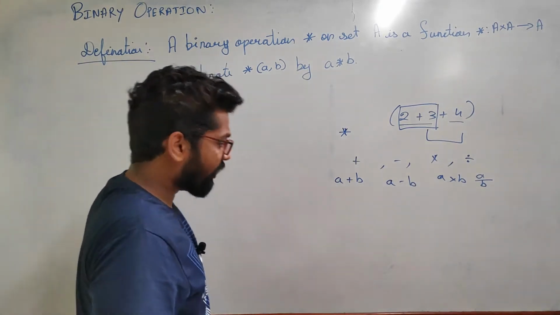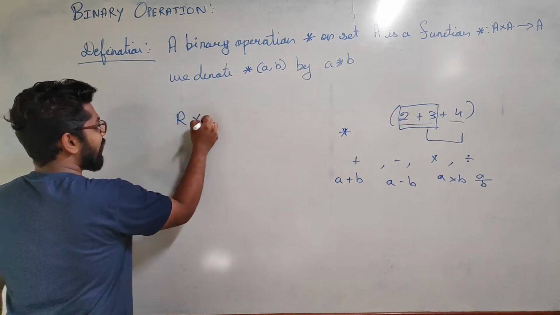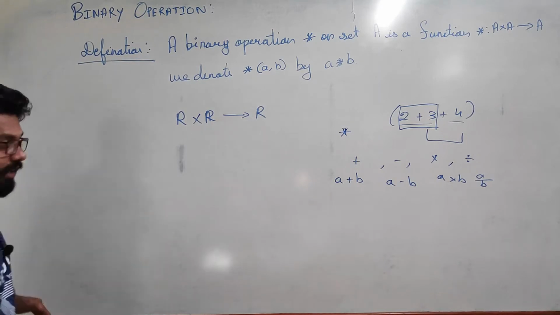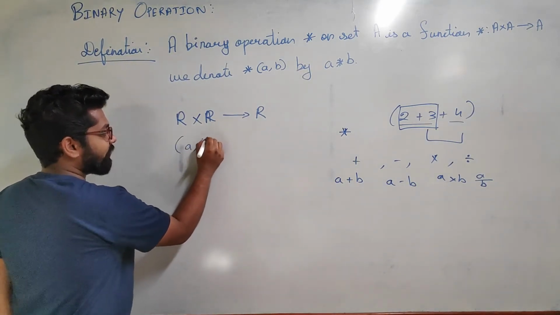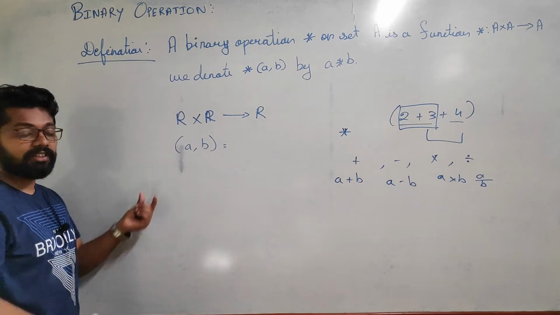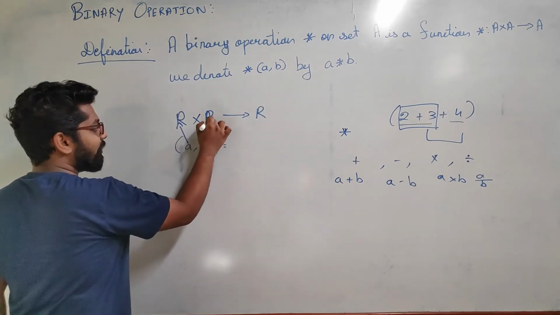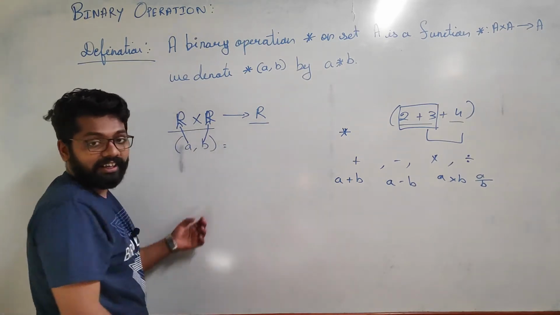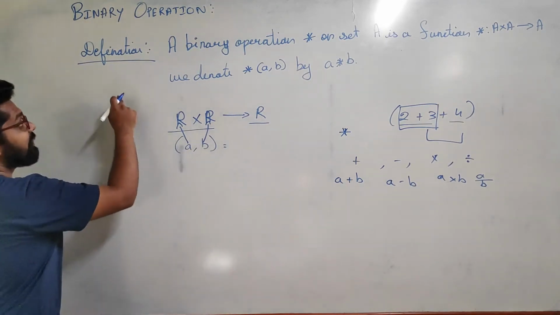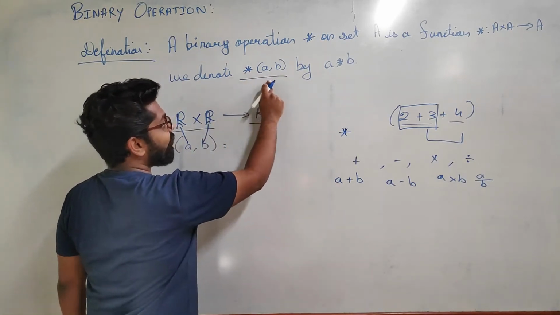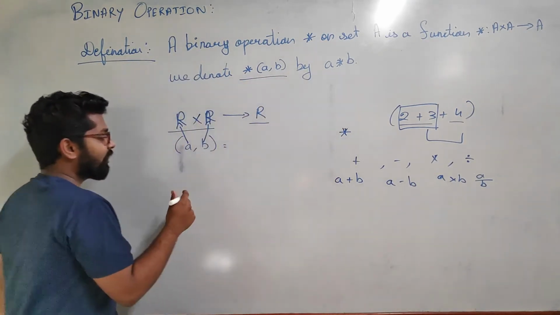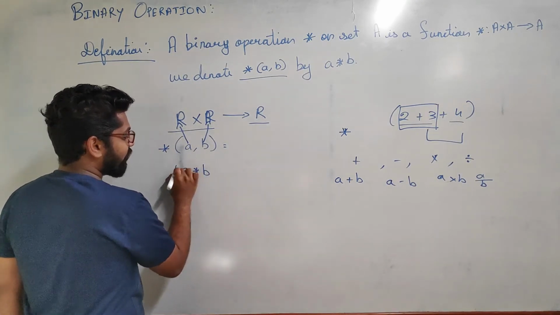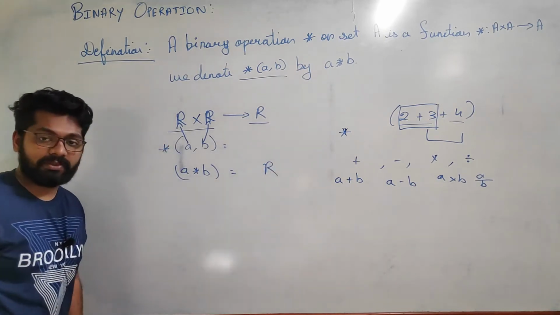Now if you observe here, what is R cross R? It is a mapping to R. R cross R is a set of pairs (a, b) of real numbers, where a belongs to the real numbers and b also belongs to the real numbers. So R cross R is mapped to R, meaning the output will be a real number. See how it is denoted? Star of (a, b) is denoted by a star b. So when I put a star b, the answer should come in the real numbers.